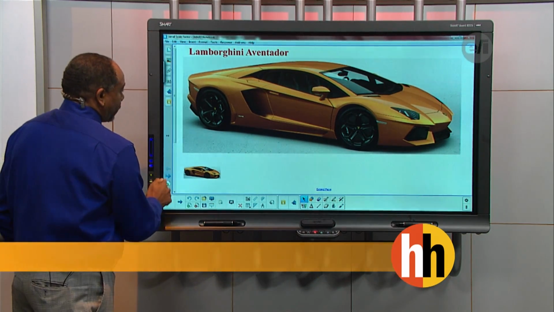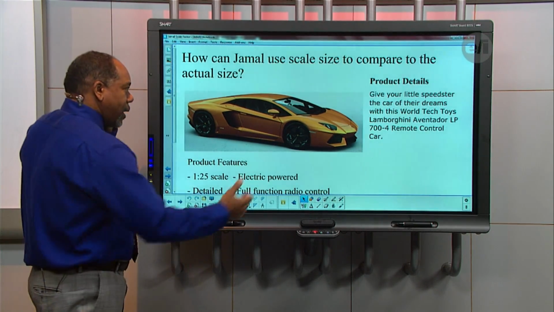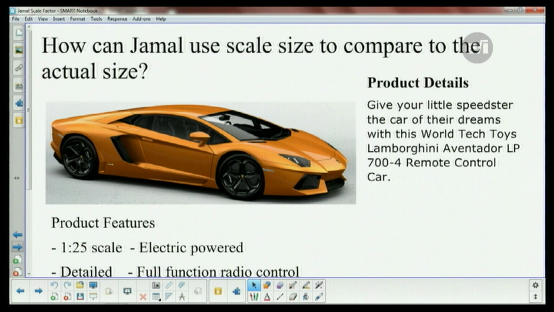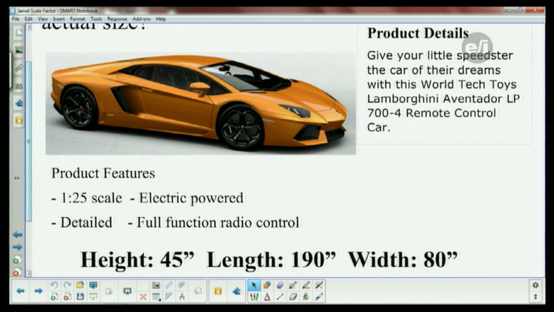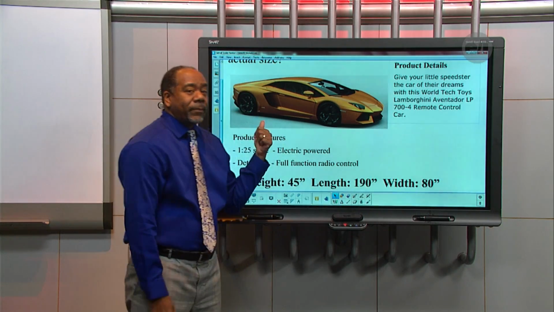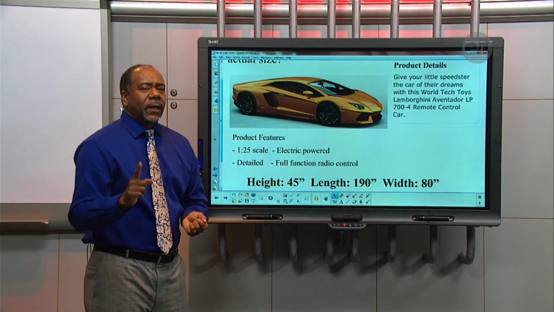How can we help him out? It has to do with scale size. What he didn't do was read the product details. "Give your little speedster the car of their dreams with this World Tech Toys Lamborghini remote control car." That's what he read. What he didn't read is the product features: 1/25th scale, electric power and all that. So that scale factor would actually give him the size of the car. This is the actual length, width, and height of this Lamborghini. But before we figure out the size that he really got, let's talk a little bit about scale factor.